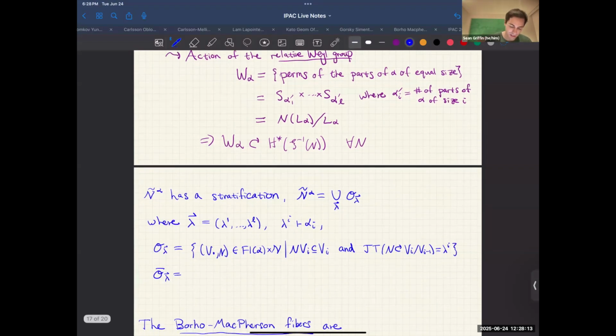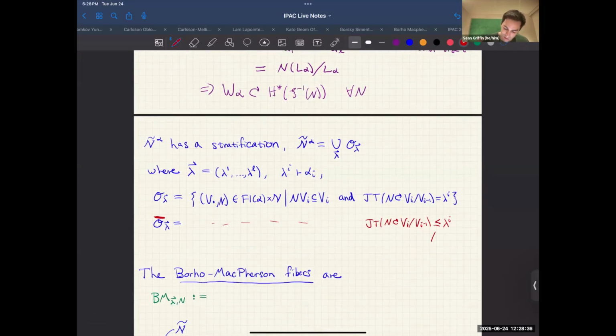And essentially what happens when you take the closure is that you have the same definition, but now the equality turns into an inequality on Jordan type with respect to the dominance order. So this is dominance order on partitions: the sum of the first j parts of the first partition has to be less than or equal to the sum of the first j parts of the second partition for all j.